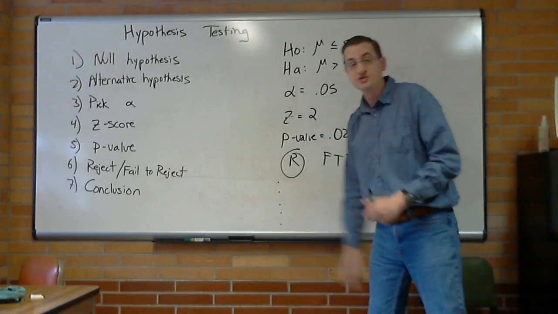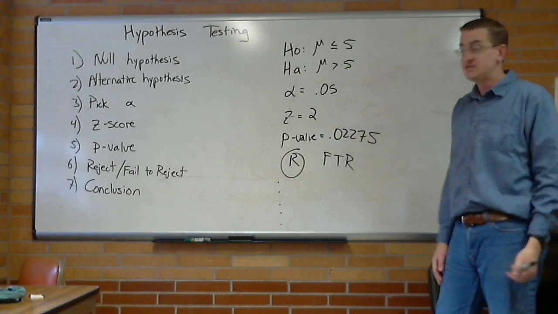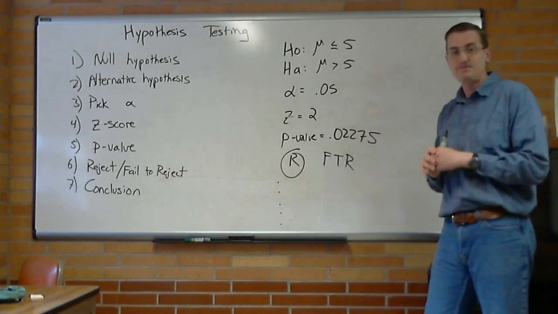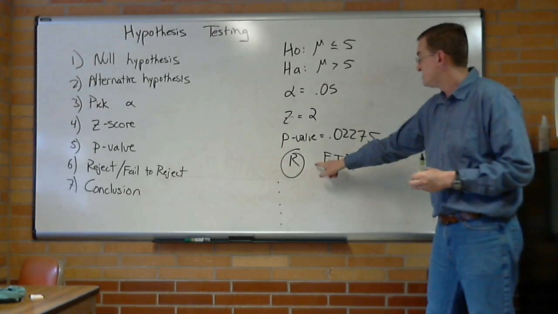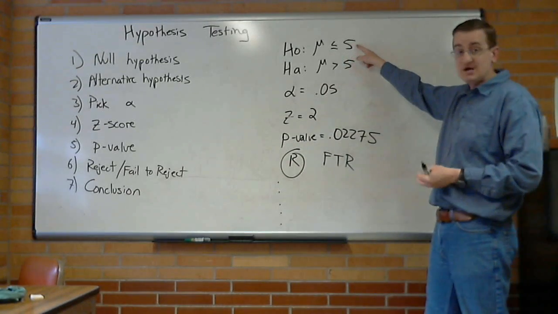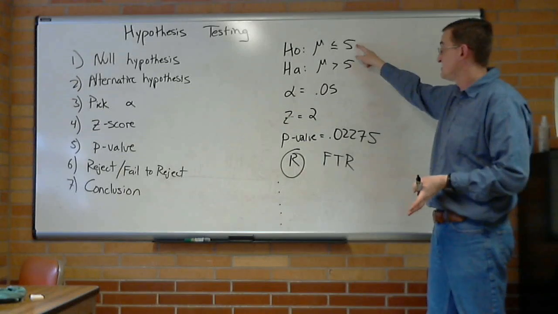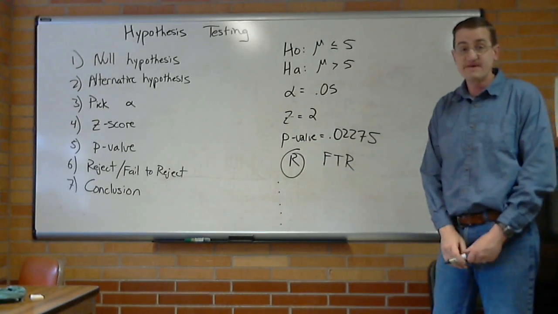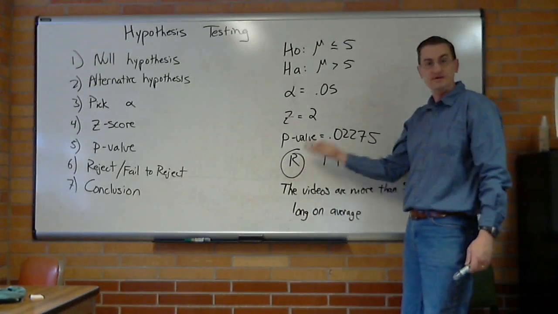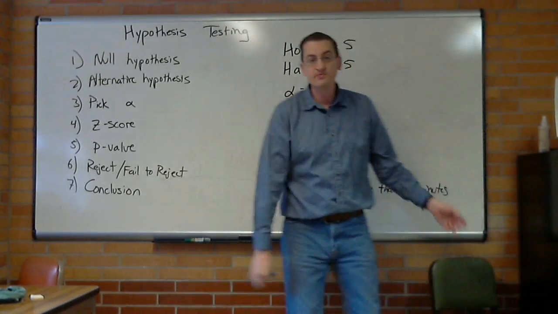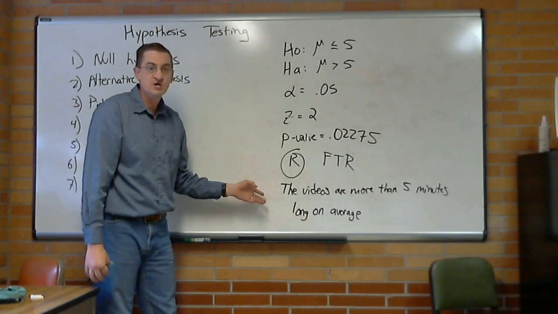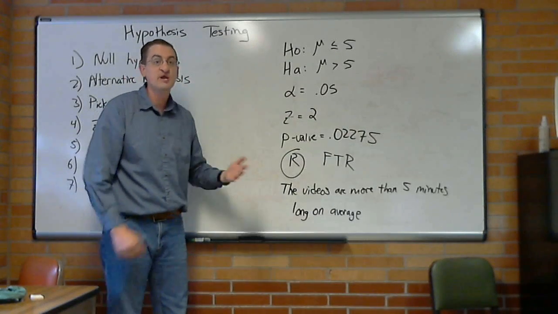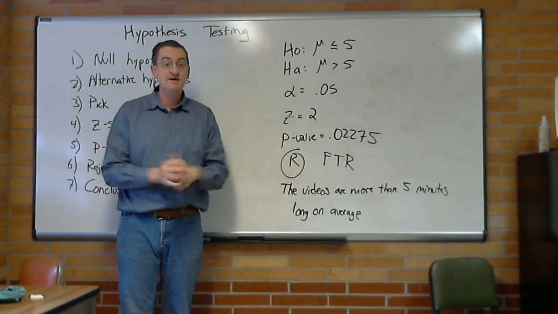And so we want a conclusion. What would we say about my videos here? Well, because I picked that 2 to start with, because it rejected, I'm not going to conclude that my average is less than or equal to 5. I'm going to have to conclude the videos on average are more than 5 minutes. And this would be the way we would write our conclusion. The videos are more than 5 minutes long on average. So there's an example of a hypothesis test.